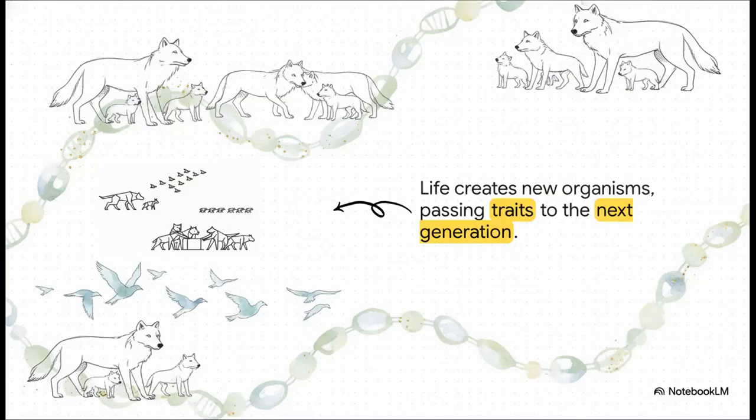You see this everywhere, right? From a mother bear watching over her cubs to a whole flock of birds migrating together. This passing of the torch from one generation to the next is what allows life to persist. Every new organism is just another link in this incredible, unbroken chain that goes back billions of years.